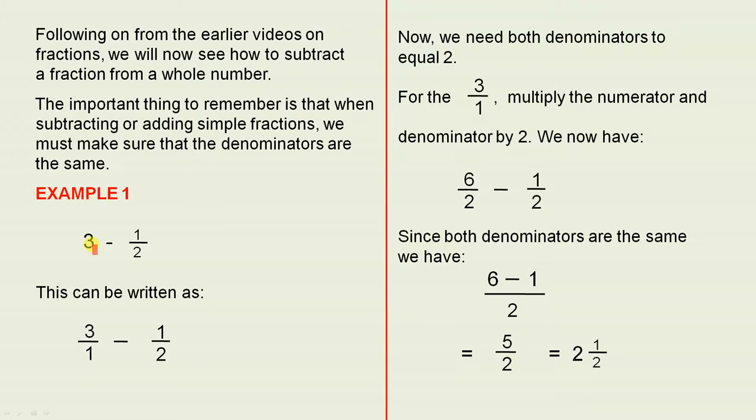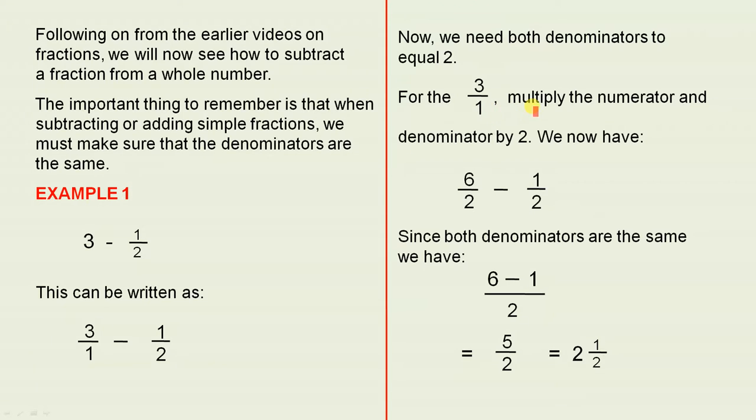So we have a whole number minus a fraction. Now we want this number here to look like a fraction. So this can be written as 3 over 1 minus 1 over 2. So this is exactly the same as that, and the beauty is that this looks like a fraction. Now we need both denominators to equal 2. Notice here that this denominator is 1 and that's 2. They both have to be 2.